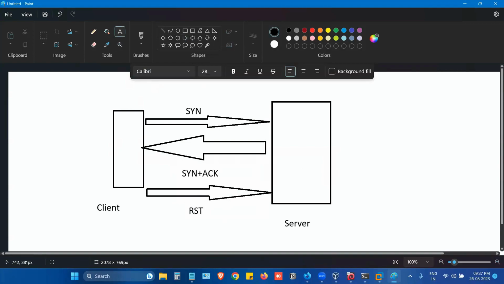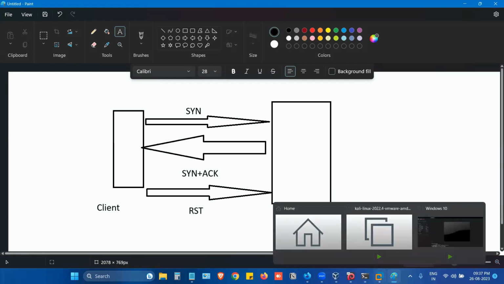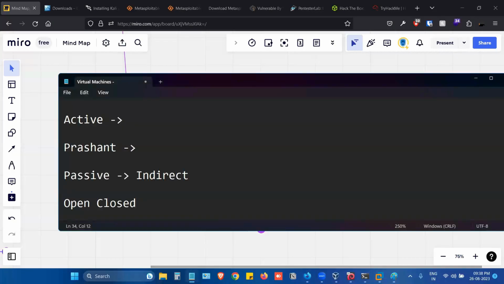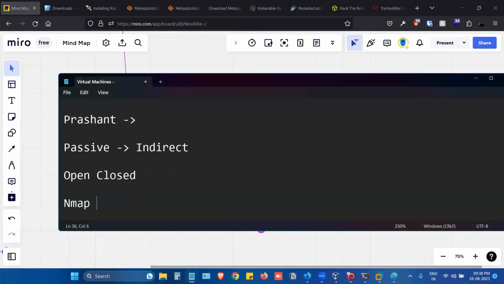So if we are receiving the SYN plus acknowledgement in the second phase from the server, that means the port was open and the server was replying with the open port. Okay, that's how a scanner generally determines the open ports over the server. But there are some different types of scans available in the tool. So in the scanning part, generally we use Nmap. Nmap is a tool that we use in scanning.